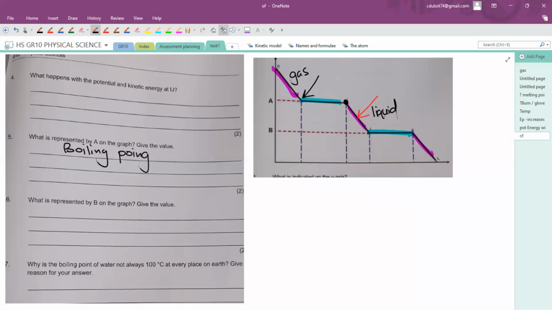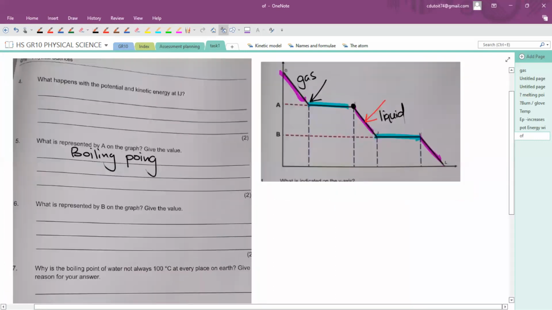Oh, awesome. I wouldn't know. Is this water? Yes. Okay, if it's water, it's 100 degrees Celsius. What is represented by B on the graph? Melting point. Are you with me? Yes, sir. And what's that? 0 degrees Celsius if it's water.